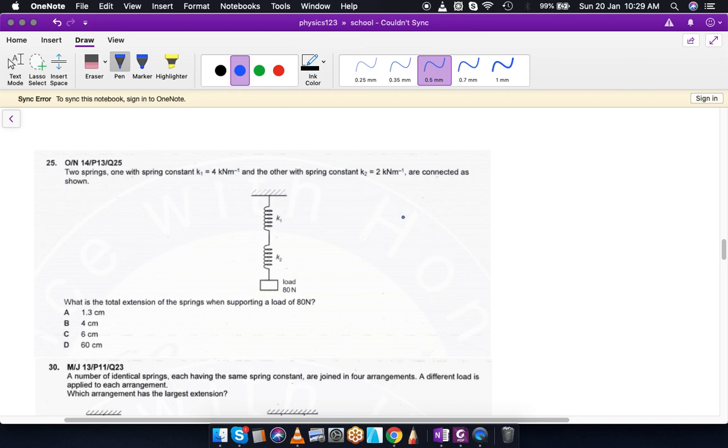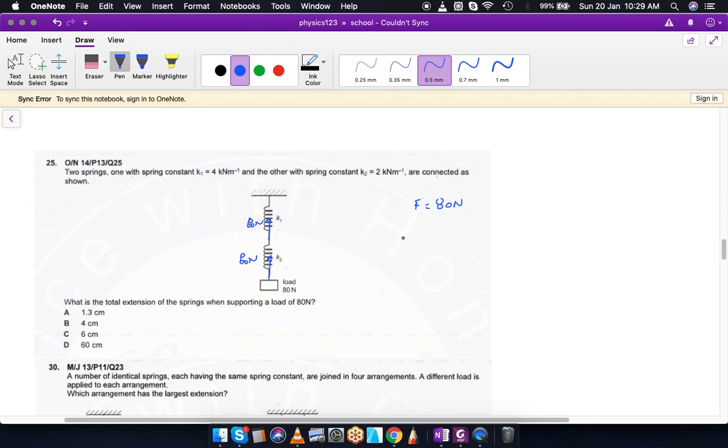So we know that the force here is 80, and the first thing we should understand is that both springs are in series. So the force in this spring and the force in this spring are both going to be the same, 80 newtons and 80 newtons. Now, we have two ways to go about this. They're asking for the total extension of the springs, so they're asking about the system.